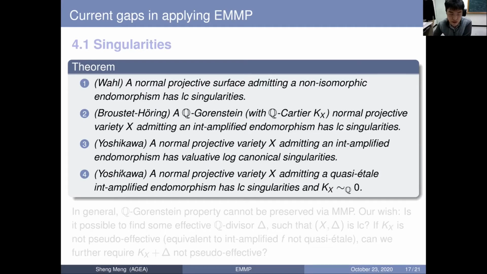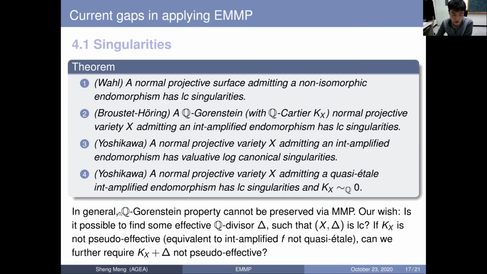But luckily, he applied the result to show that the end product is good. If X has a Kodaira-type anti-amplified endomorphism, then it has log canonical singularities. And moreover, the canonical divisor is nothing but a torsion divisor. So you see, Q-Gorenstein, although already very big, is for the dynamical purpose still not good enough because it cannot be preserved by MMP.